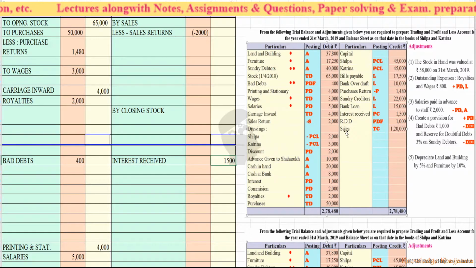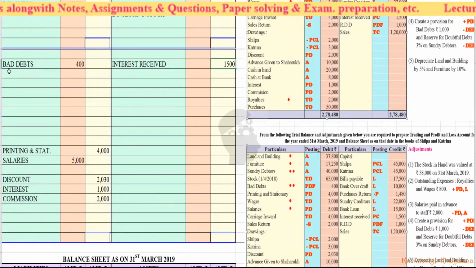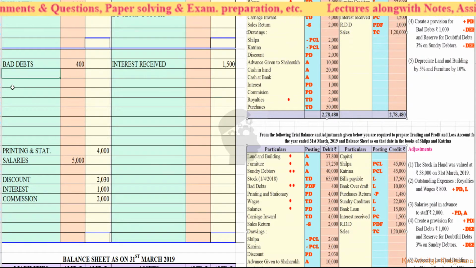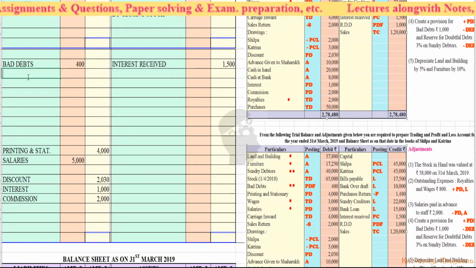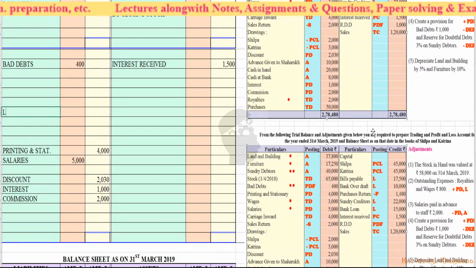Next, RDD. What should be done with the RDD which is given in the trial balance in the credit side? It should be recorded in the profit and loss account as per the formula. What is the formula? Bad debts. Then in the formula, what should be done with the RDD? It should be deducted, less, at the end after adding the other items.